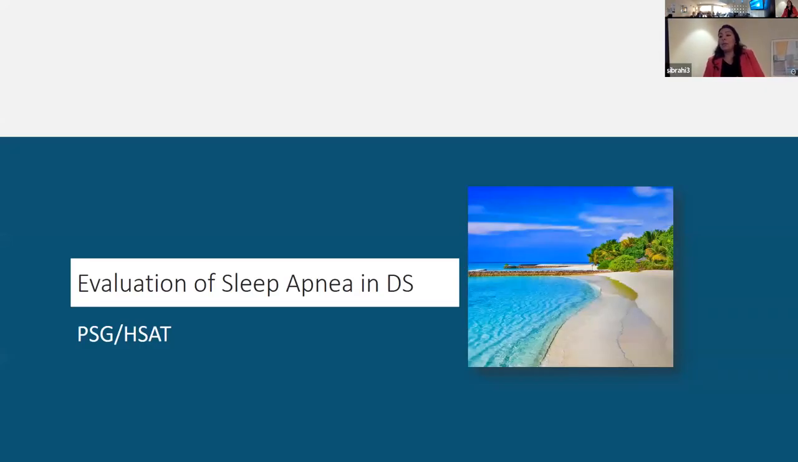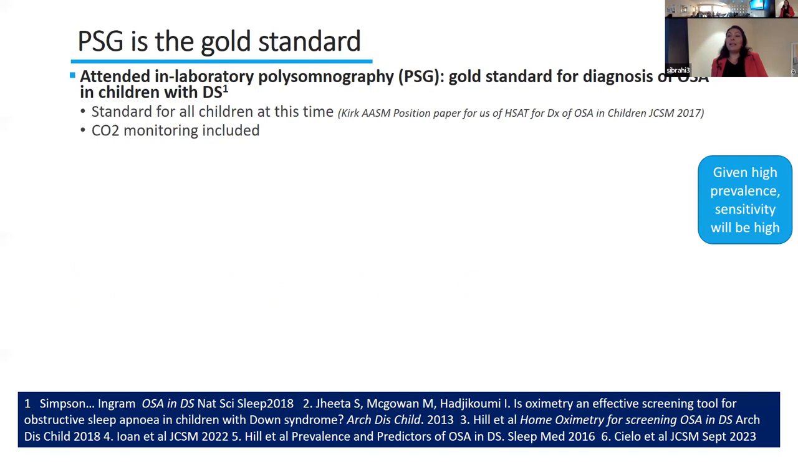So, going to the beach here for a second, to reduce that cortisol level for everybody. What's the evaluation of sleep apnea in Down syndrome? There's some emerging evidence in this area as well. Right now, the gold standard is in-lab PSG for children in general, and for children with DS. There is a current committee looking at home sleep apnea testing in children, so we'll see what they come up with, because there is some potential utility for at least a type 2.